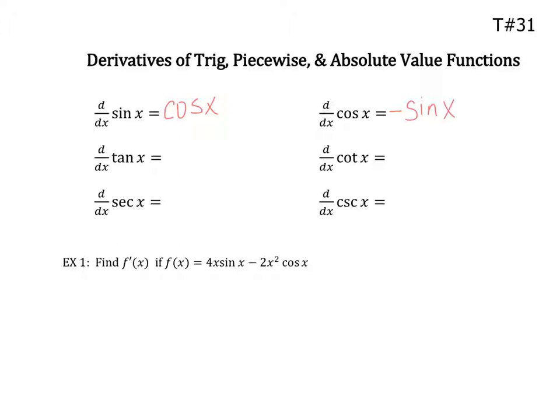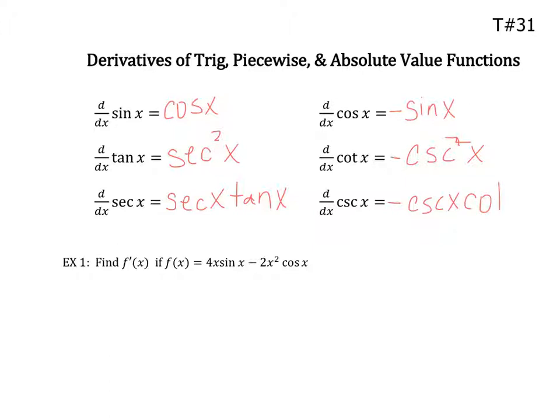The derivative of tangent is secant squared. The derivative of cotangent is negative cosecant squared. And the derivative of secant is secant tangent. And this is negative cosecant cotangent. So all the C's are the negative ones.